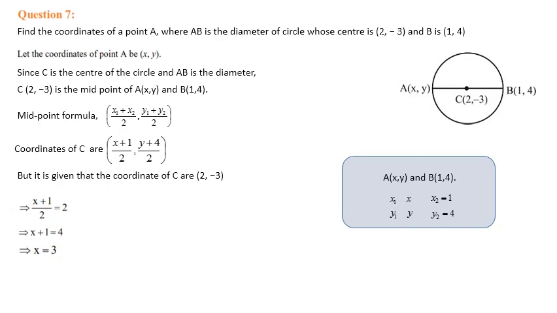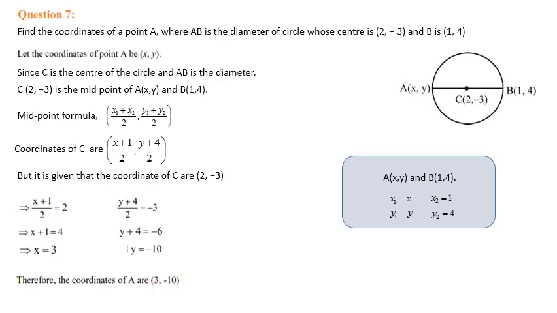Next we can equate the y coordinates, that is (y plus 1)/2 is equal to minus 3. So (y plus 4)/2 is equal to minus 3. Cross multiply it. y plus 4 is equal to minus 3 into 2. Minus 3 into 2 is minus 6. Then we can take this 4 to the right side, that is minus 6 minus 4, that is y is equal to minus 10. So finally we have got the value of x and y, that is x is 3 and y is minus 10. Therefore the coordinates of A are (3, minus 10).